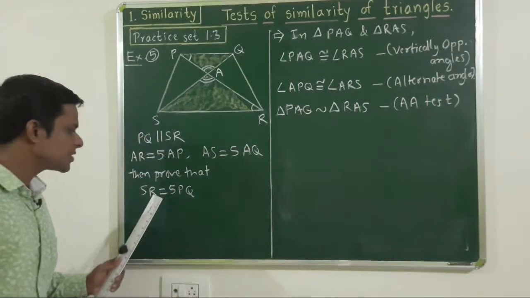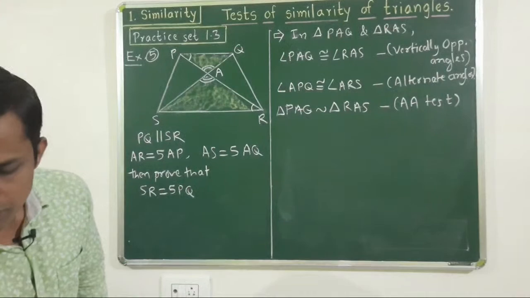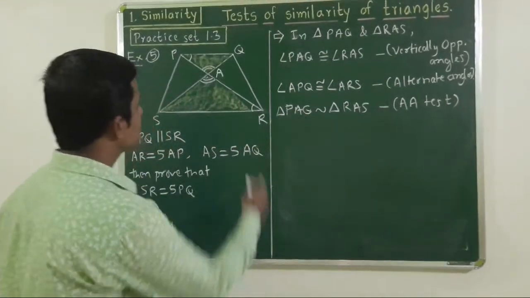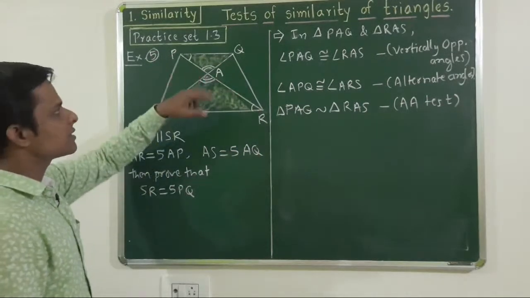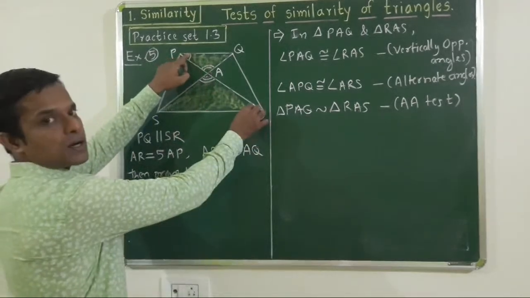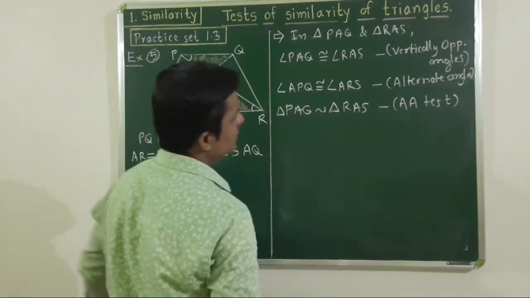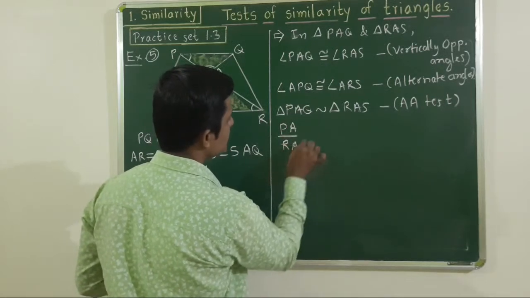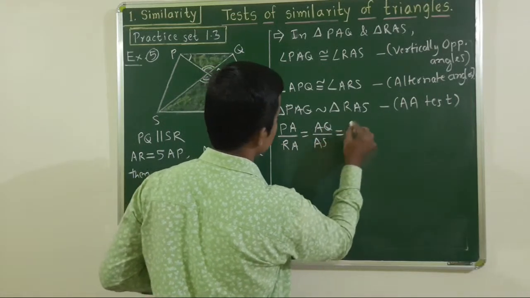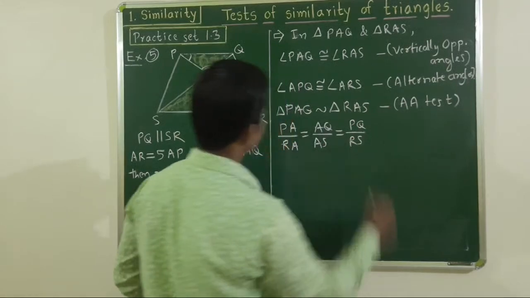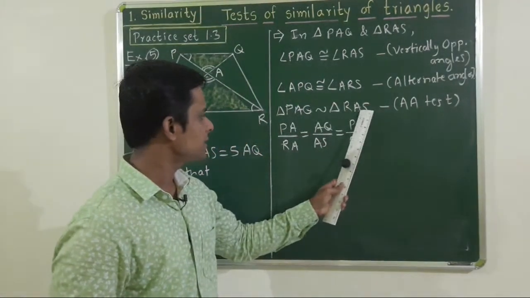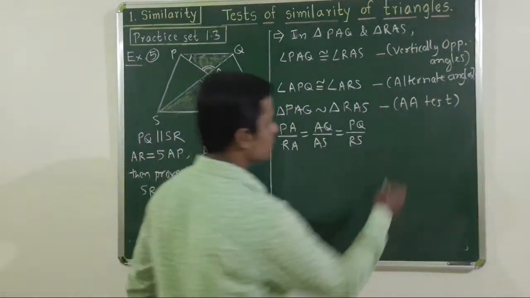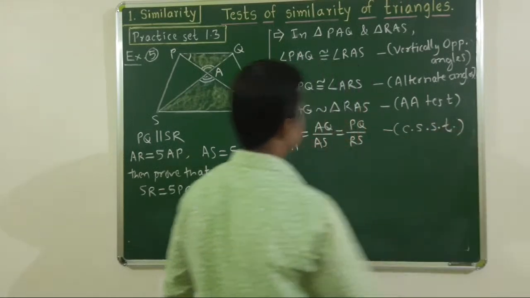But this is not our target. Our target is to show SR is equal to 5PQ. Now, since these two triangles are similar by AA test, their corresponding sides are in proportion. Now check whether the names are correct. PAQ and RAS: angle A is between these two, and P is congruent to R. Therefore, P and R should be the starting points. So PA upon RA is equal to AQ upon AS is equal to PQ upon RS. Reason: corresponding sides of similar triangles, CSST.